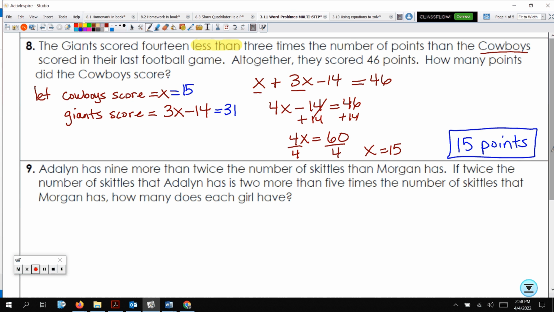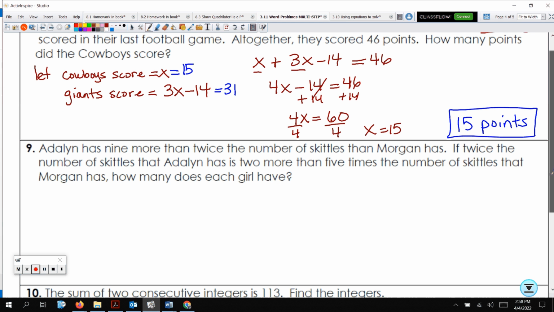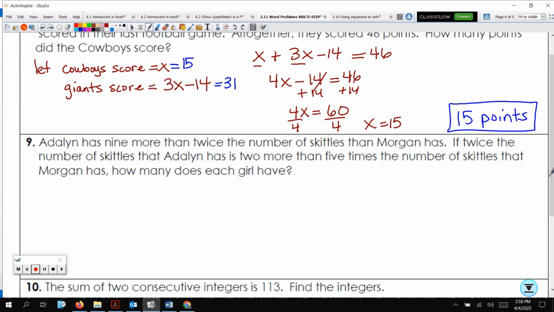All right, 3 more to go. All right, number 9. Adeline has 9 more than twice the number of Skittles that Morgan has. Hey, Morgan, that's our X. So we're going to let Morgan equal X. And then we're going to read again. Adeline has 9 more than twice the number of Skittles that Morgan has. 9 more. Right? 9 more is 9 plus twice the amount that Morgan has. 2x.